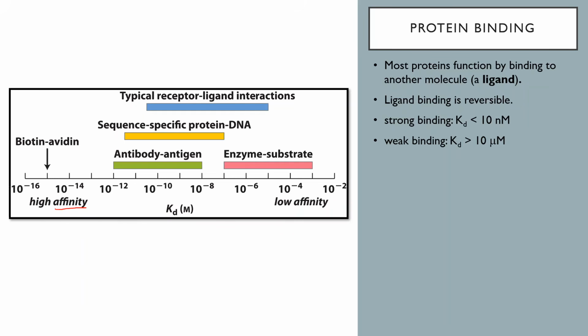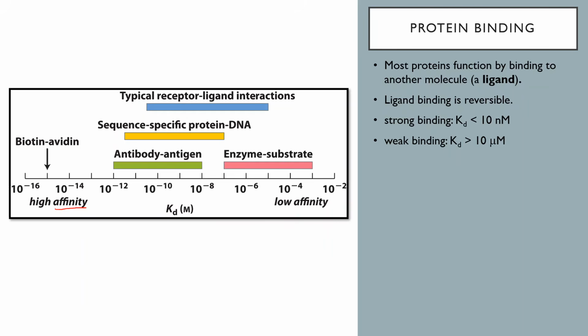So you can see here, if a protein has a low affinity for its ligand, then it has a high KD, because the KD is the dissociation equilibrium constant. So if something has a high dissociation constant, that means that at equilibrium, more of the protein is going to be unbound to the ligand.